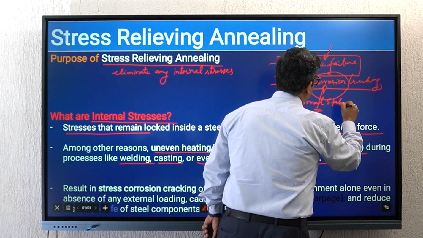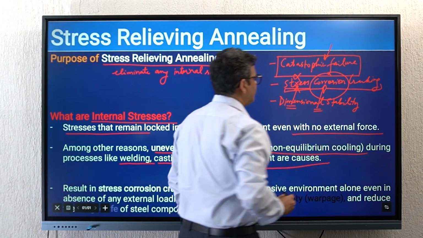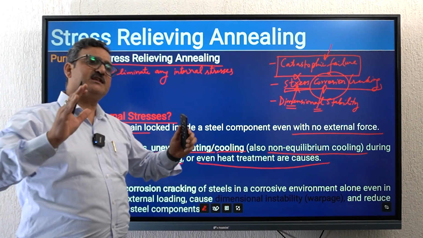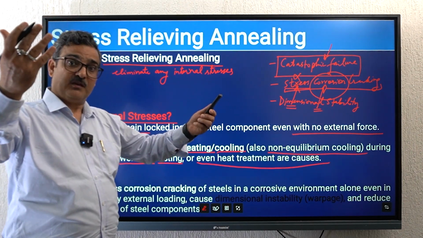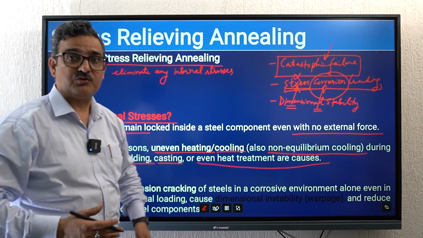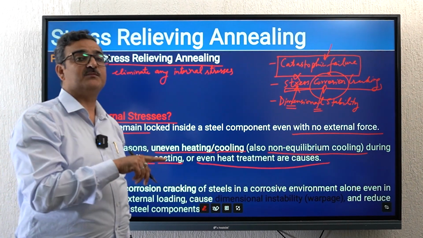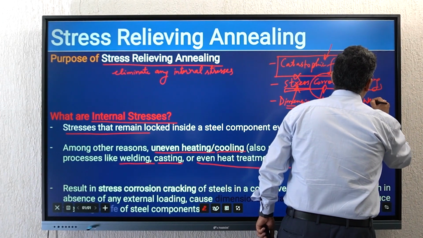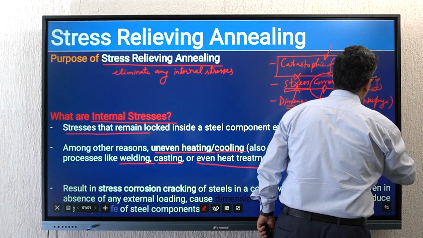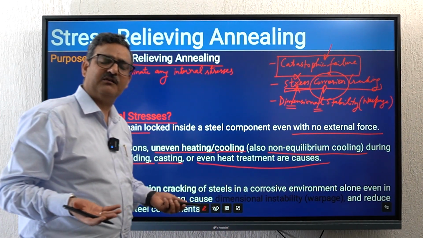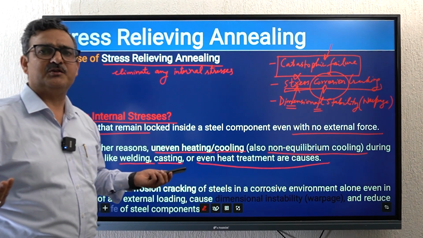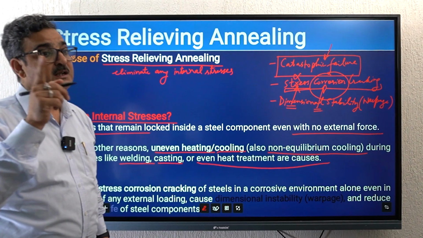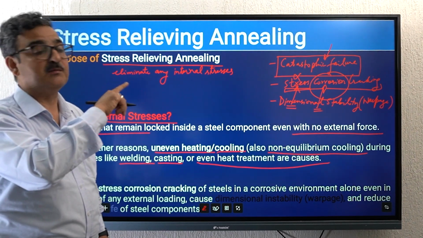Dimensional stability means a component remains of the same dimensions until and unless some external force, external stress acts on it. But if a material is already having some internal stresses in it, it will show what is called warpage. If these dimensions would change without any external stimulus being given, it will start showing dimensional instability. Why is this warpage or dimensional instability taking place? Because of the presence of internal stresses in the material.